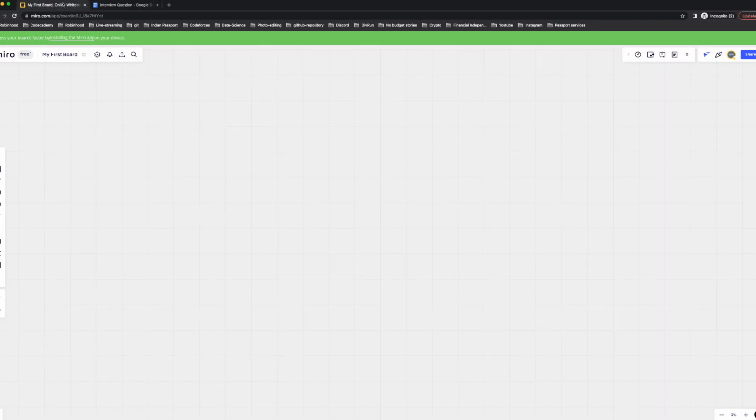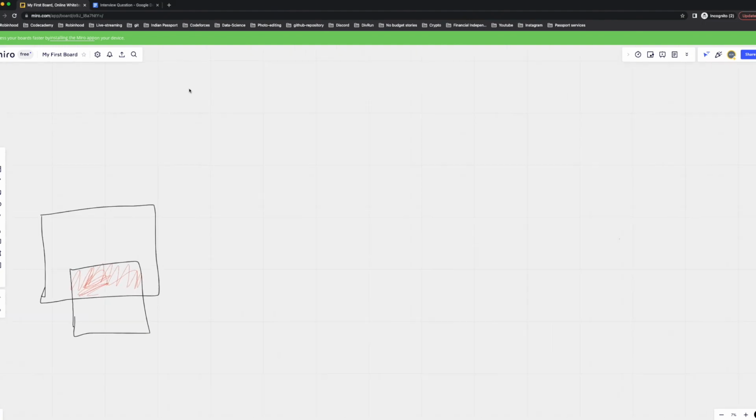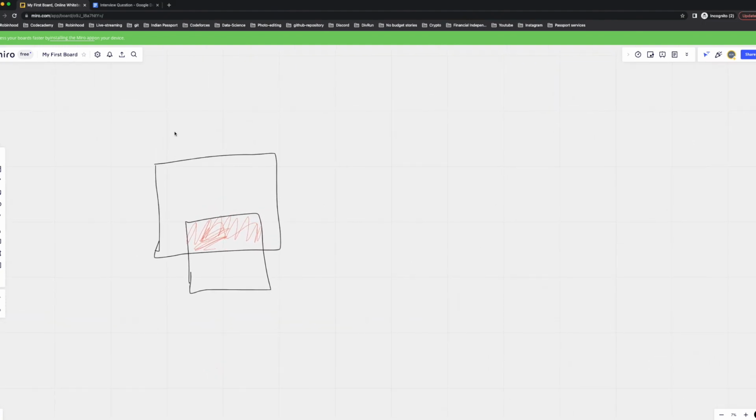So before jumping on to the solution, let's try to visualize and understand how we can solve this question, right? Let's say we have a rectangle like this. In this case, if I have another rectangle like this, the common area would be this. So I would need to find this one, right? Let me zoom in so that it's clear. Correct. So we need to find this area.